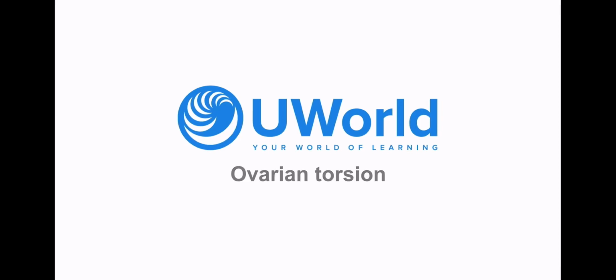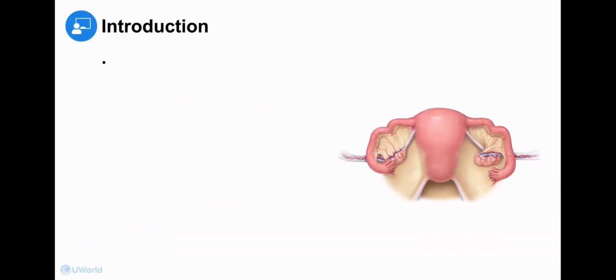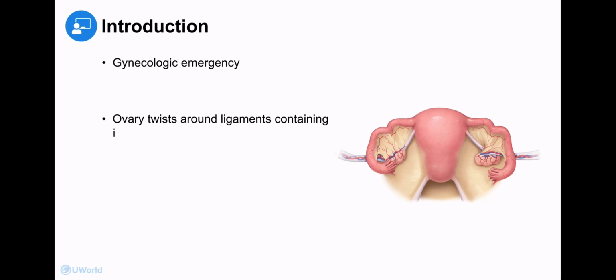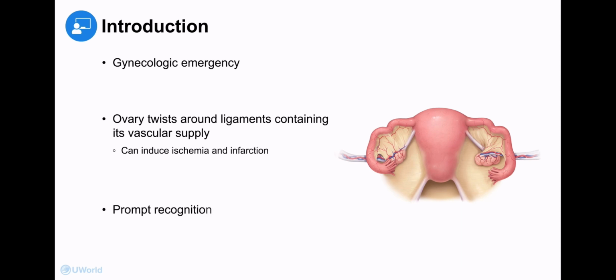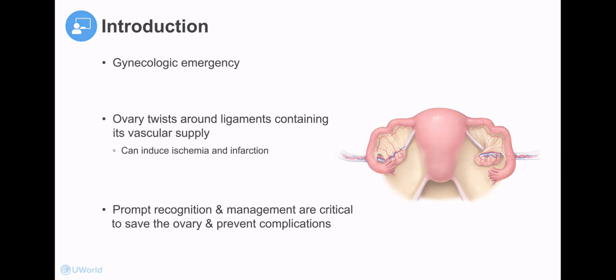We'll discuss ovarian torsion. Ovarian torsion is a gynecologic emergency caused by rotation of the ovary around supporting ligaments that contain the ovary's vascular supply. This can compromise and occlude ovarian blood flow. Prompt recognition and management of this condition is critical to prevent loss of ovarian function and potentially life-threatening complications.